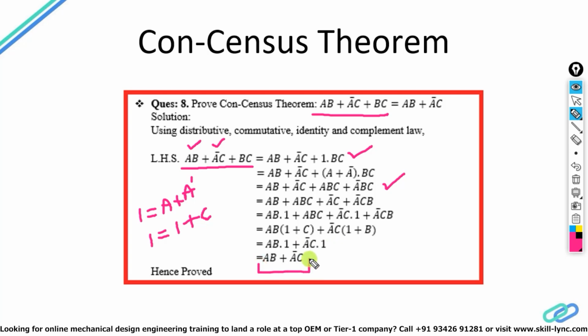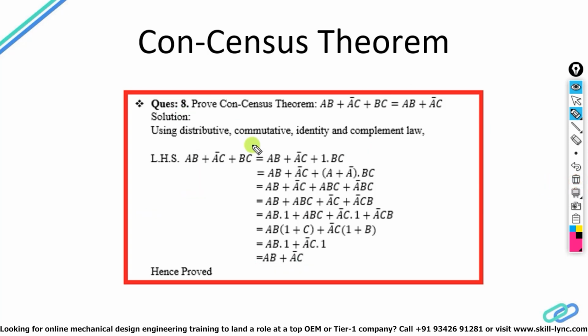I'm just repeating that the consensus theorem can be applied if three conditions are fulfilled. Which are those three conditions? Number 1, three variables. Number 2, all the variables repeated twice. Number 3, one variable in complemented form. After that, we started with the left hand side, and because A is missing in the term BC, we write it as A plus A bar into BC. Then open the brackets, because in AB plus ABC you can take AB common. So it is 1 plus C. Similarly here, you have taken the common terms out. After that, you have proved it.